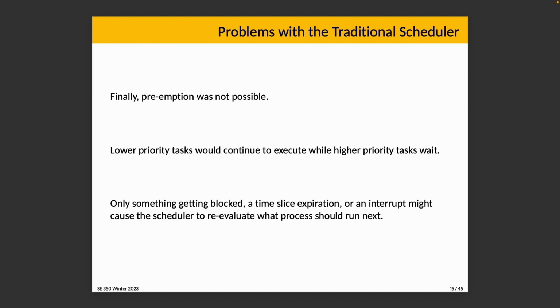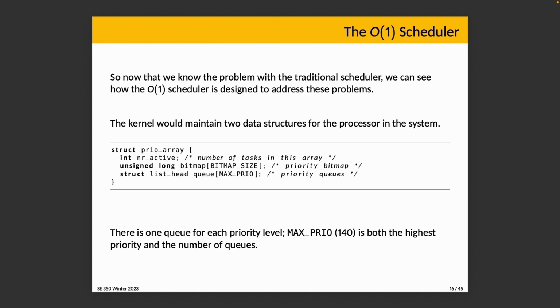So why do we talk about this? Why do we care about the problems? Well, I think you can see when we talk about the constant time scheduler, how it was designed as an attempt to address the issues that were observed in the traditional scheduling algorithm. And I think that informs and helps us understand why they made the decisions that they did. So let's look at that.